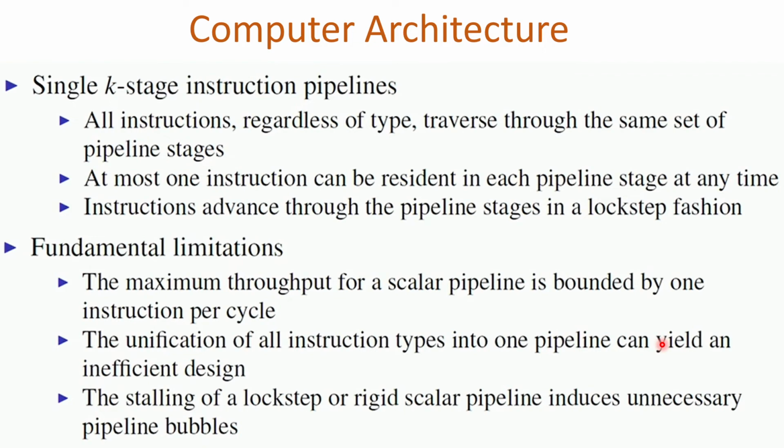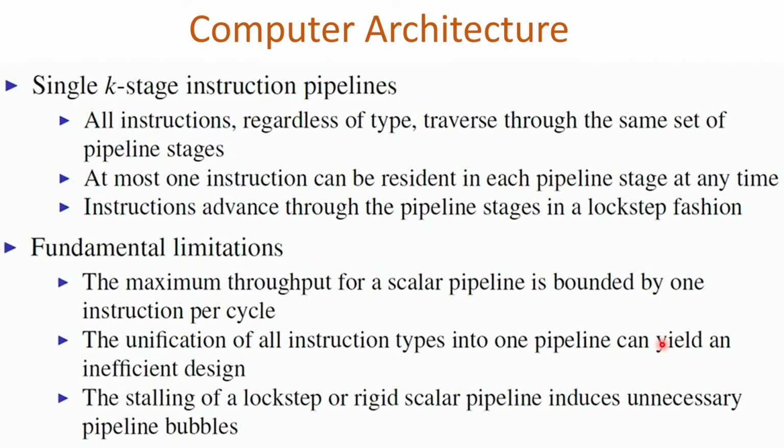But since the instructions are executed in a normal scalar pipelining in a lockstep fashion, instruction 1 will pass, then only instruction 2 will come, then only instruction 3 will come, whatever the stage. It is not possible that instruction 3 can overtake the execution or decode of instruction 1.